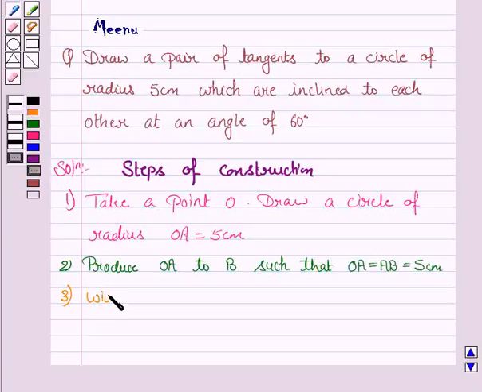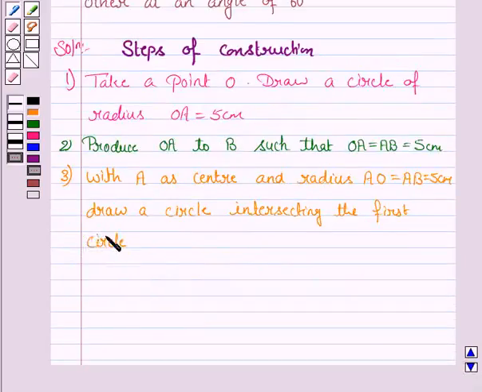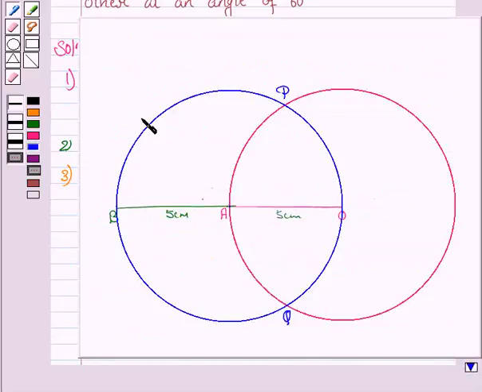Now the next step is with A as center and radius AO equal to AB equal to 5 cm, draw a circle intersecting the first circle at points P and Q. Here we have drawn a circle with radius AB equal to OA equal to 5 cm and the circle intersects the first circle at the points P and Q.